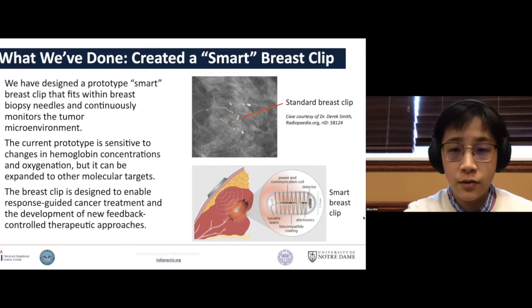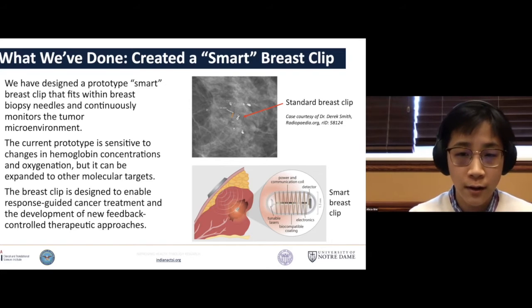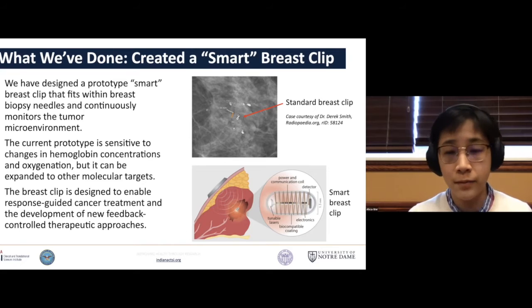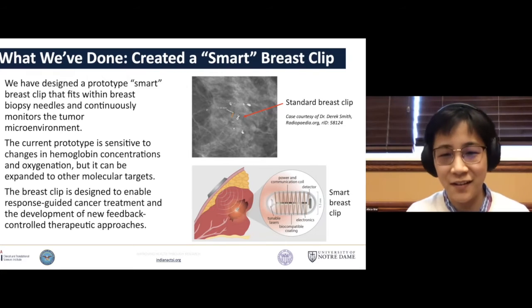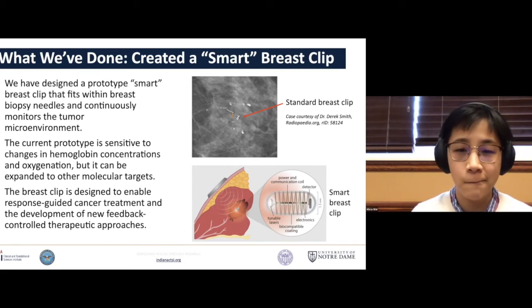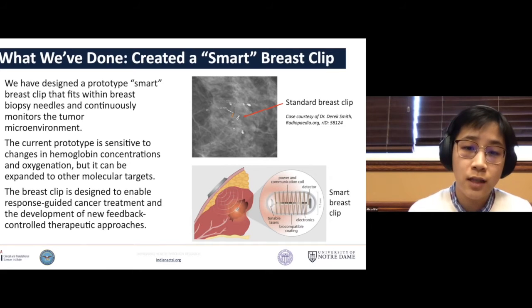On the bottom is a cartoon of what we would like our smart breast clip to be. You see a zoomed in picture of the smart breast clip. There is a light source, there's a light detector, and it's wrapped in a biocompatible epoxy. The goal is to create a wireless version, so there are no wires sticking out of someone's breast tissue. With the development of wireless power as well as a communication device, we can more frequently measure the tumor environment as well as gauge whether or not the chemotherapy is working.